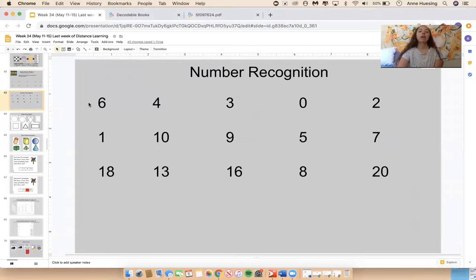Let's do some number recognition. Shout it out loud and proud when you hear. Ready? Go. 6, 4, 3, 0, 2, 1, 10. Loud and proud. 9, 5, 7, 18, 13, 16, 8, and 20. Very, very good.